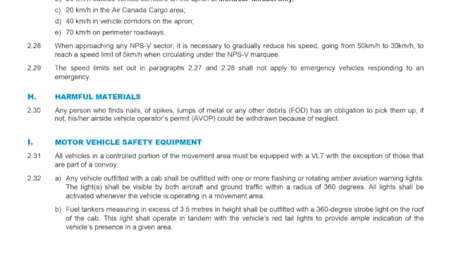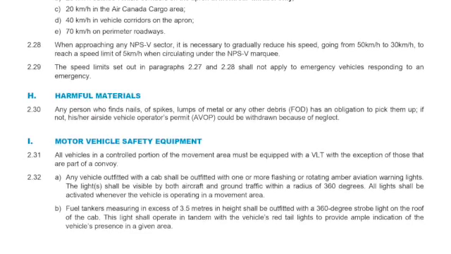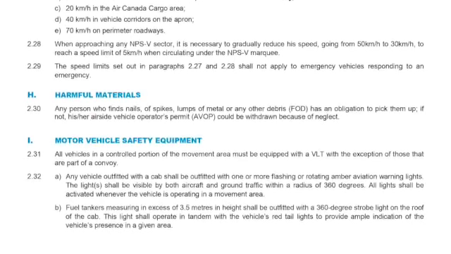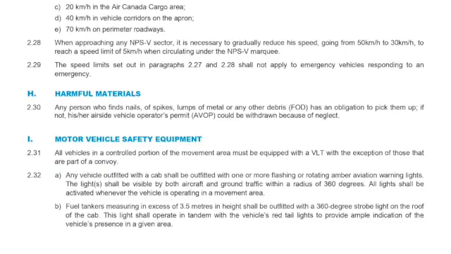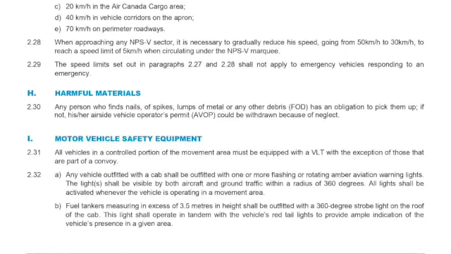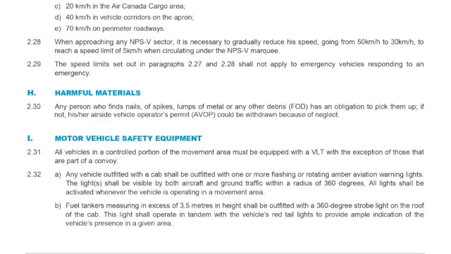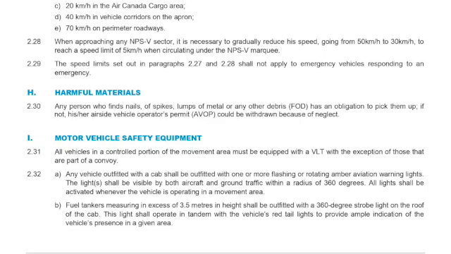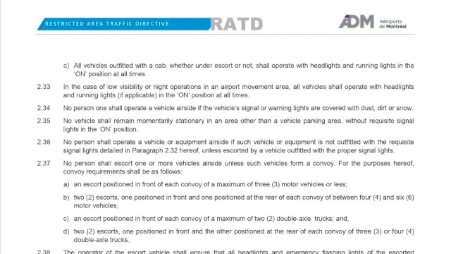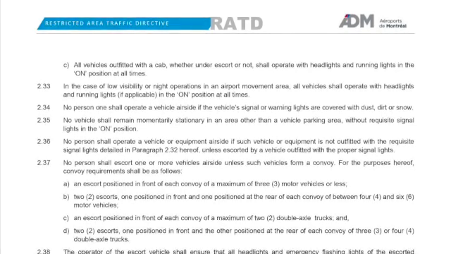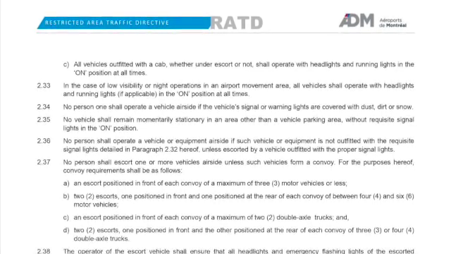B. Fuel tankers measuring in excess of 3.5 meters in height shall be outfitted with a 360-degree strobe light on the roof of the cab. This light shall operate in tandem with the vehicle's red tail lights to provide ample indication of the vehicle's presence in a given area. C. All vehicles outfitted with a cab, whether under escort or not, shall operate with headlights and running lights in the on position at all times.